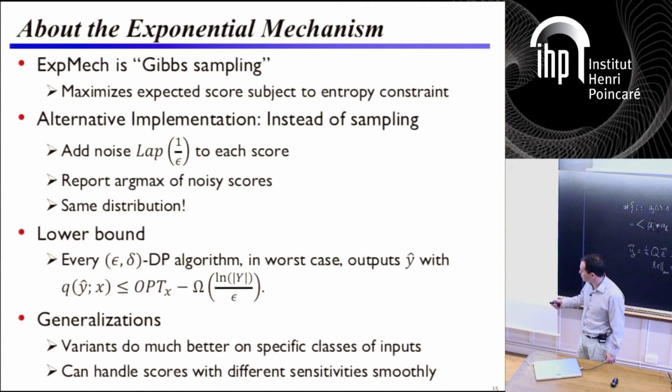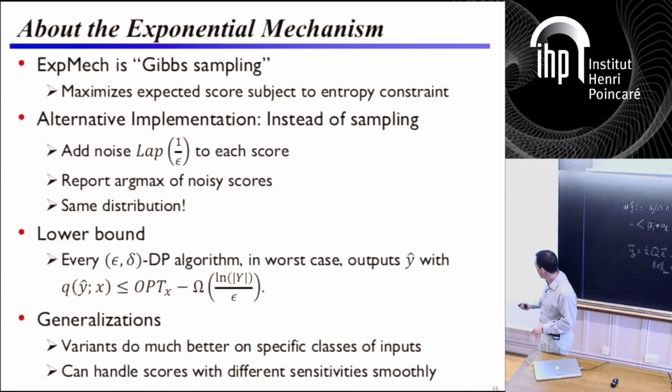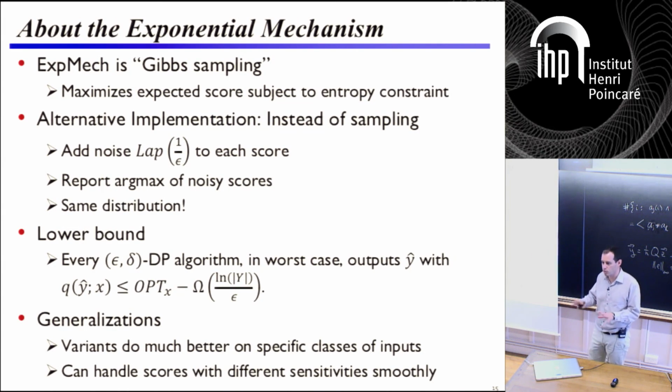There are a number of generalizations of the exponential mechanism. There are variants that do better on specific classes of inputs, in particular for histogram style things, where each person affects only one or a small number of scores. Also you can handle scores with different sensitivities in a nice smooth way. I'm not going to talk about that.